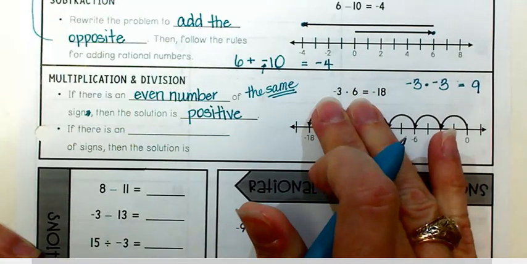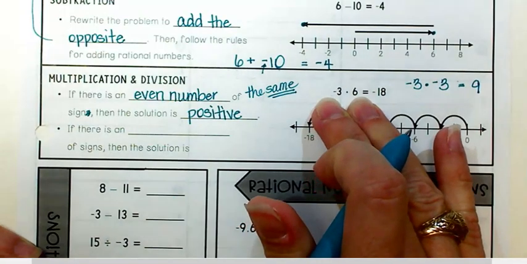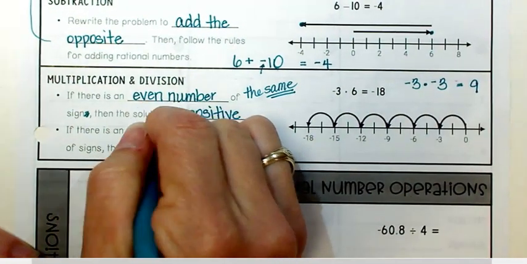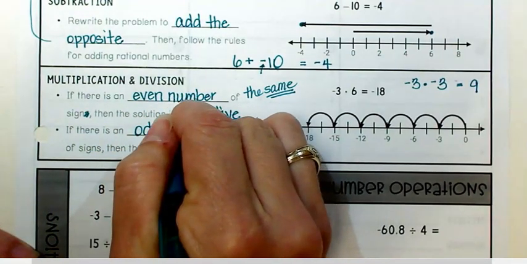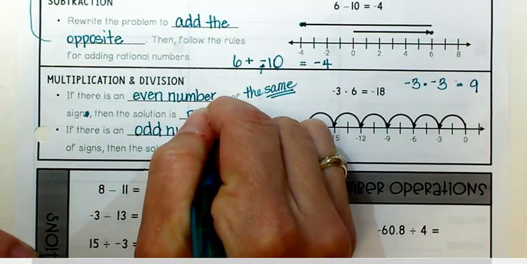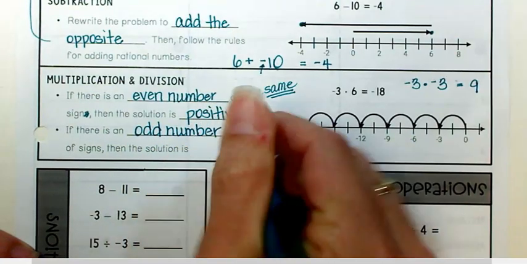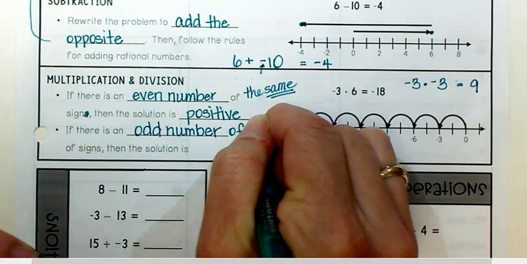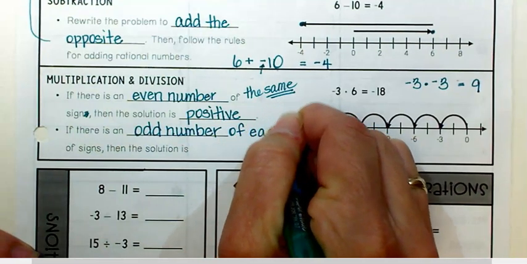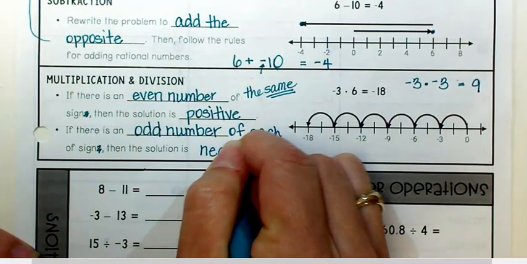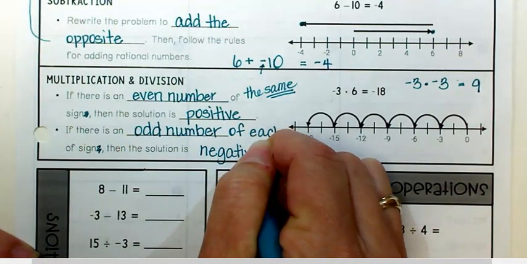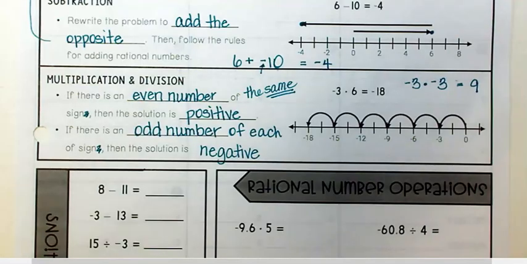If I have one of each sign, or if I had an odd number, then the solution's negative. I don't love how that's explained, so let me see if I can clarify that.